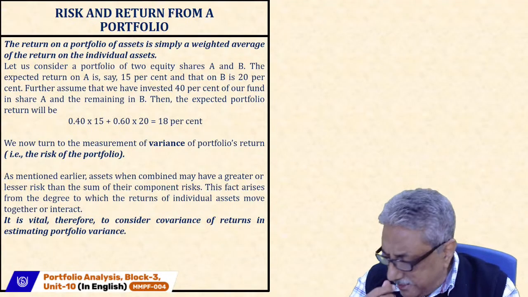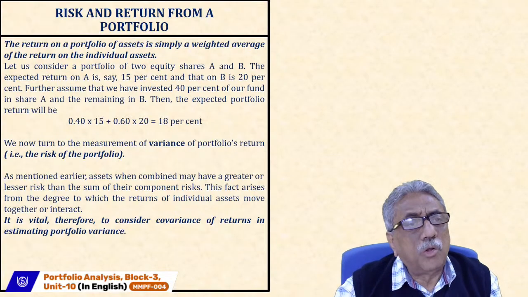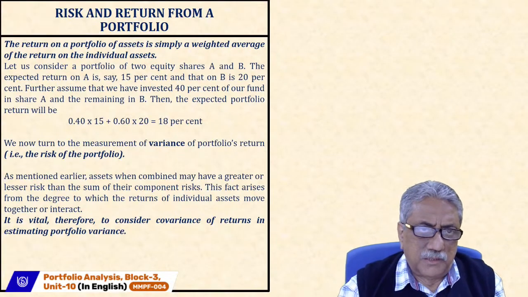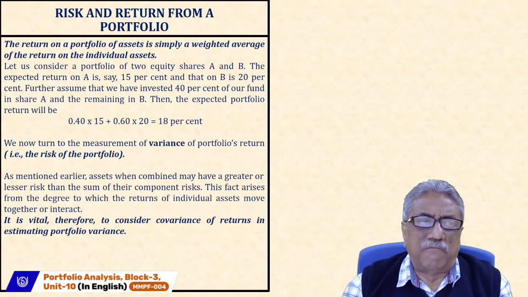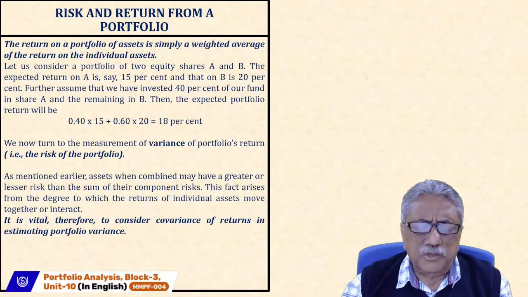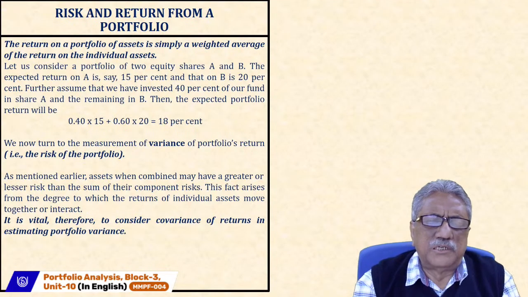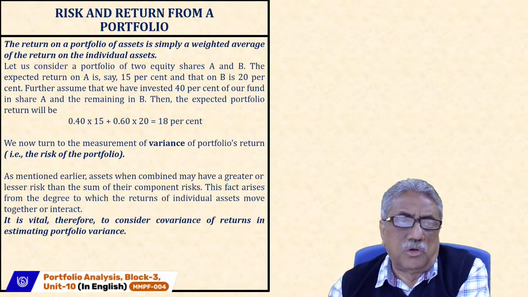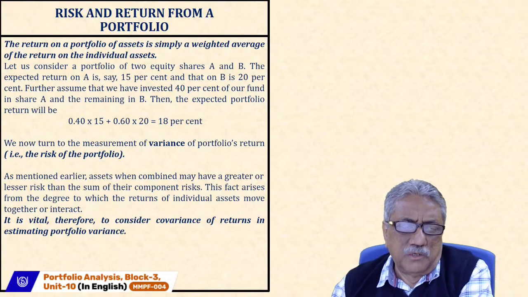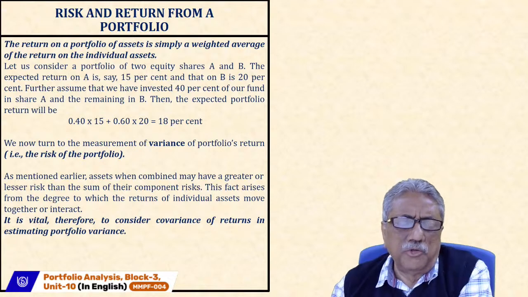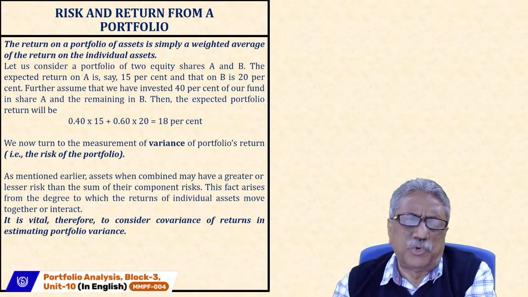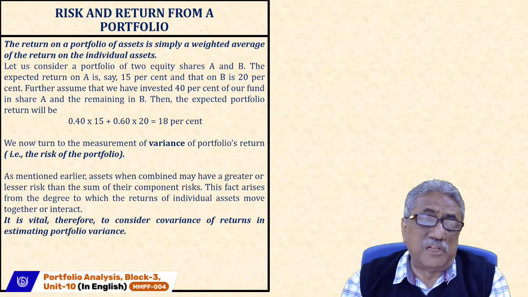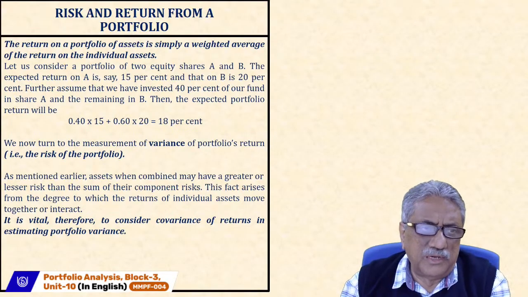Now here you can see the return on a portfolio of assets is simply a weighted average of the returns of the individual assets. You have invested in ITC, L&T, Nestle, or Marico or Dabur or something. So you get a return. Now if you have X percentage, Y percentage, you can take the weighted average and you can get the return.